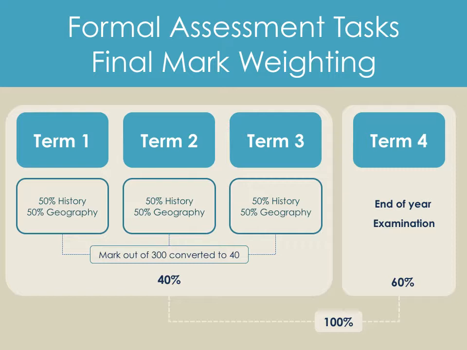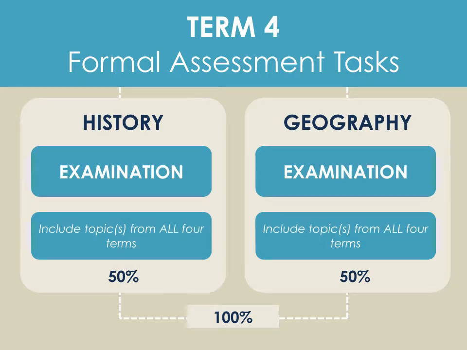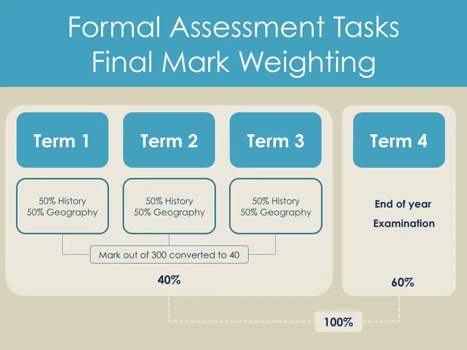Now, in Grade 8, very similar approach to assessment. You'll notice again, Term 1, you've got a task and a project, task in history and a project in geography. In Term 2, a task or a test in both geography and history. Term 3, a task in history and a project in geography. And you'll notice they have the projects in different terms, so you don't sit with a project in geography and history for one term. And then in Term 4, once again, you've got your examination spread between the two subjects. Exactly the same way of calculating the final marks for Grade 8 as in Grade 7.